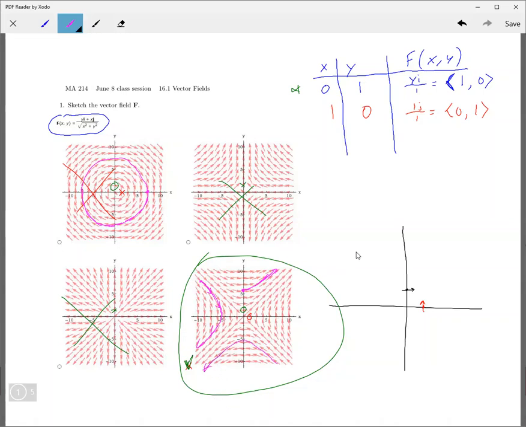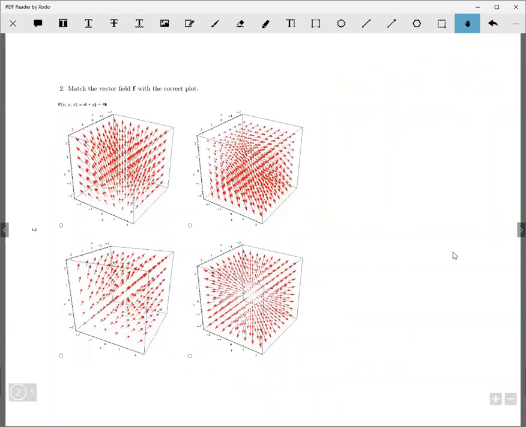Okay, and so on. So that's essentially how you can think of that. Okay, let's look at number 2.